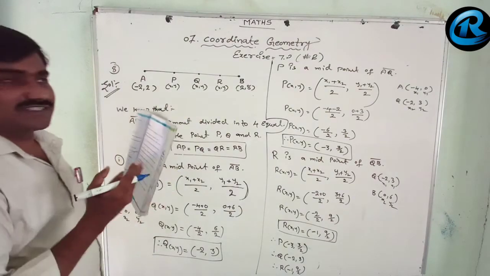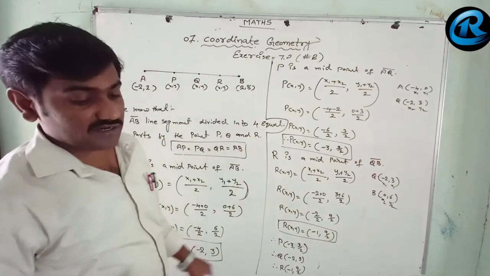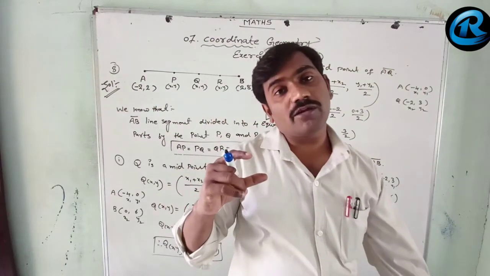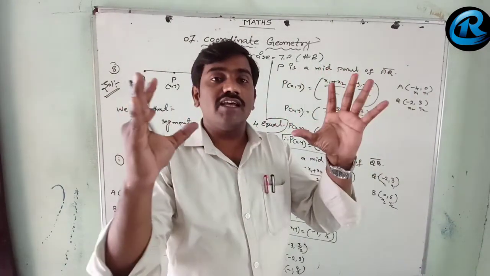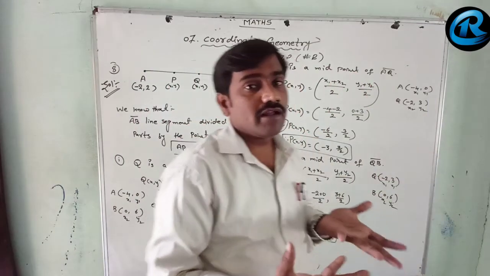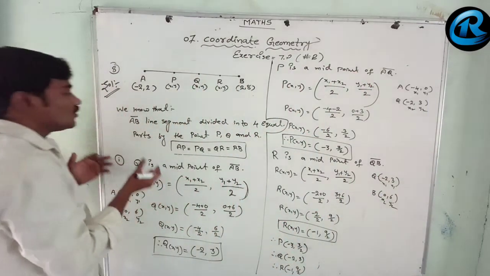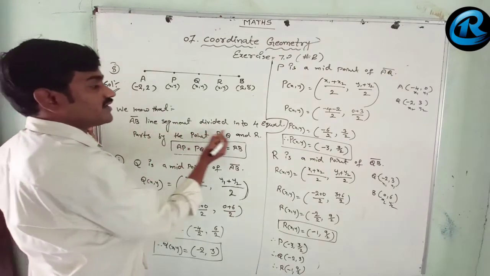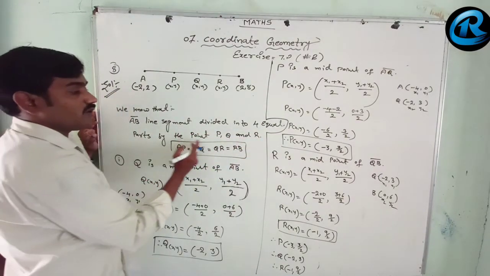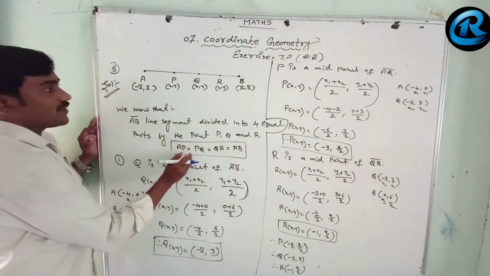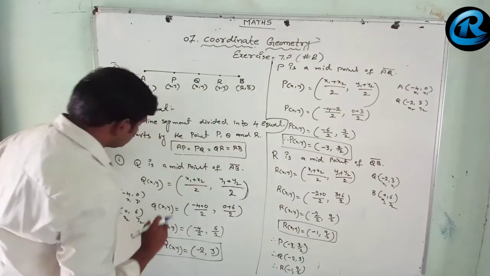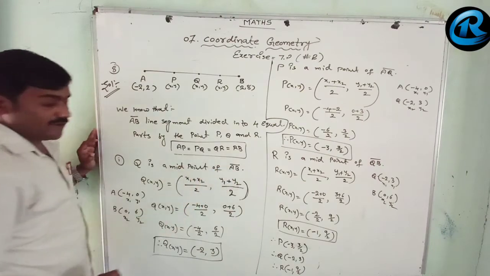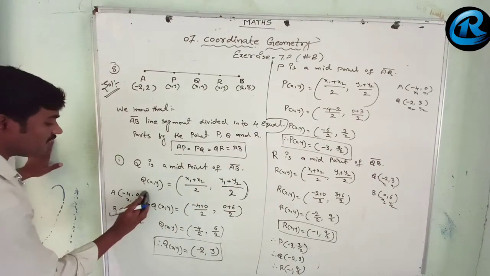Dividing into 4 equal parts again. When AB line segment is divided into 4 equal parts, when 3 points are dividing that AB line segment, then it will be divided into 4 equal parts. So we know that AB line segment is divided into 4 equal parts by the points P, Q, R, where AP equals PQ equals QR equals RB. So Q is a midpoint of AB. Here Q is a midpoint of AB.